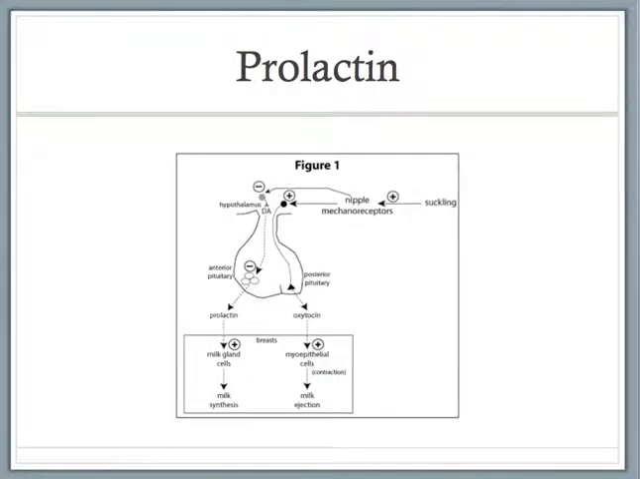The first one we've already mentioned, it's prolactin. So prolactin, we know, works along with oxytocin. Oxytocin causes milk ejection. Prolactin, when it's made by the secretory cells in the anterior pituitary, goes out into the bloodstream and stimulates milk gland cells so that it makes milk. So prolactin's milk production, oxytocin is milk ejection.